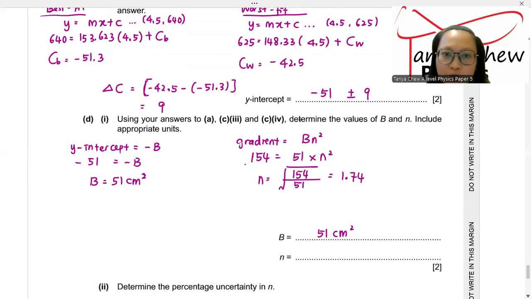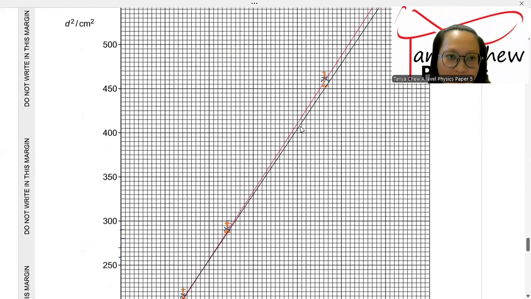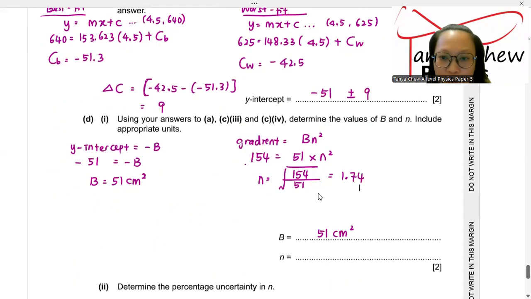Okay, gradient, I write down the gradient first. Gradient is y divided by x. X has no unit, but y is the unit of cm squared. Can you see that? So gradient is cm squared, which is equal to b, which is cm squared as well. And the unit of b is cm squared, so times the n squared. That is why n squared is equal to cm squared divided by cm squared. So n is equal to no unit. So I just put 1.74. That's it.